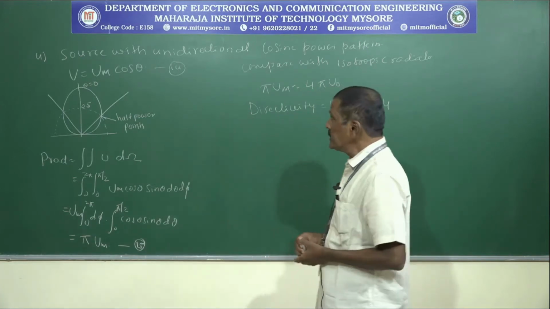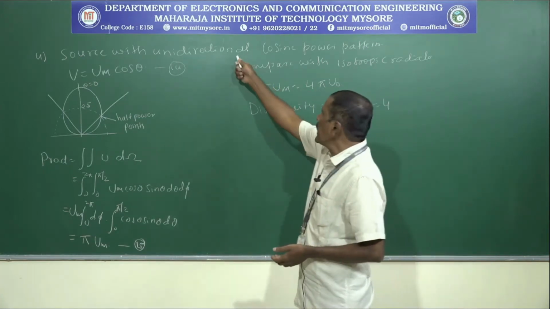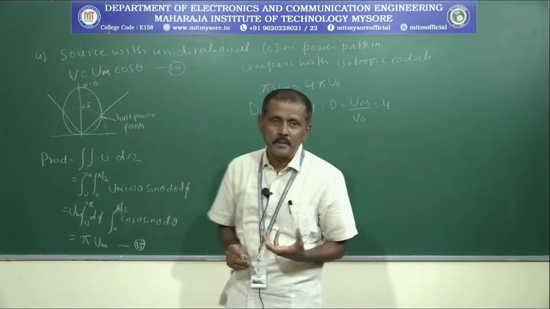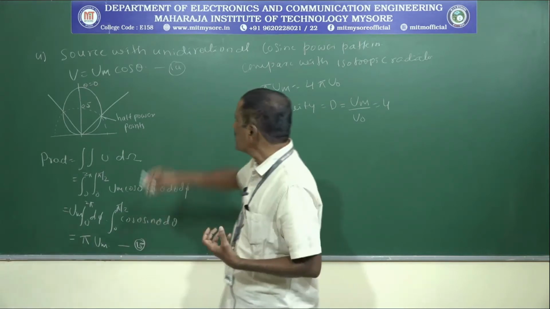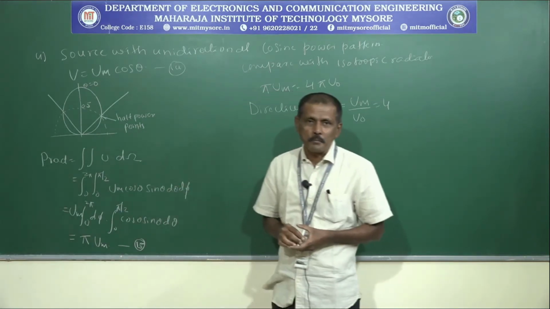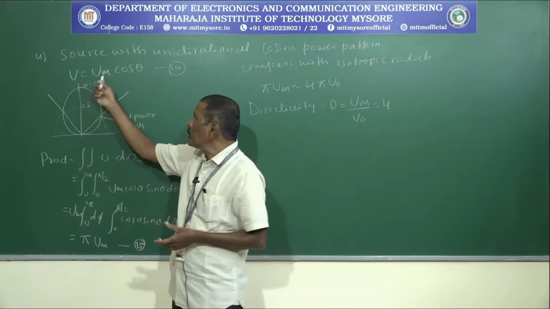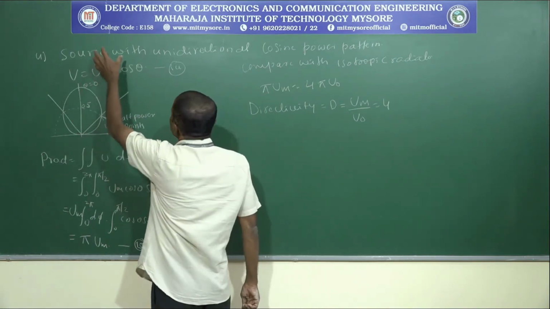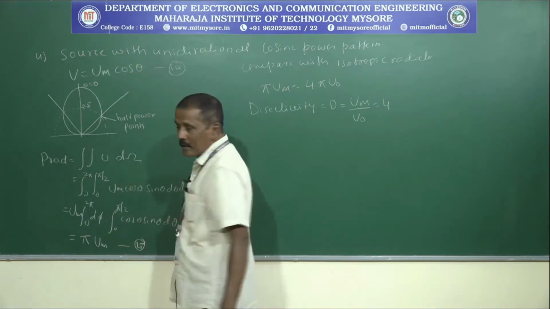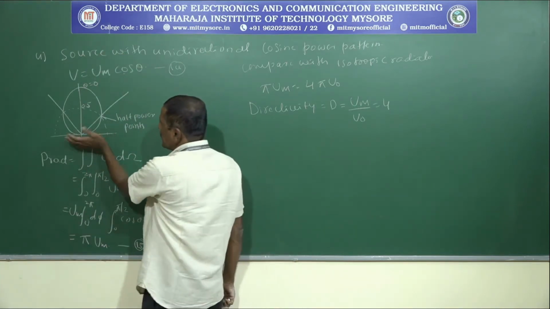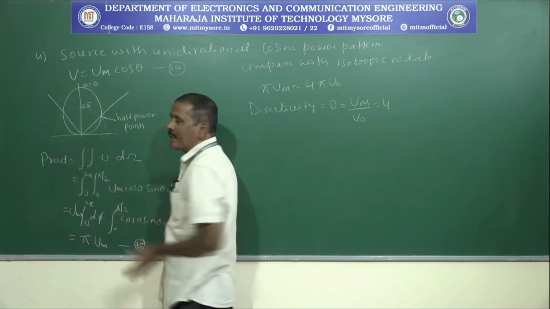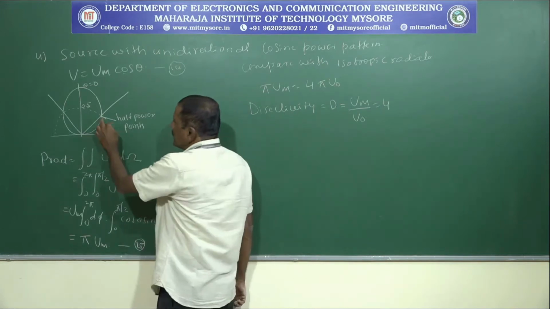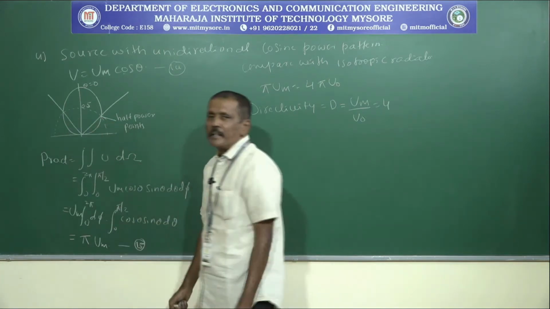Now consider the fourth case, a source with unidirectional cosine power pattern. That is, you have one particular source, its power pattern is a unidirectional cosine pattern. Then U is equal to Um cos theta, and the power pattern for a unidirectional source is shown here. That means that it is radiating in one particular direction. And so these are the half power points.